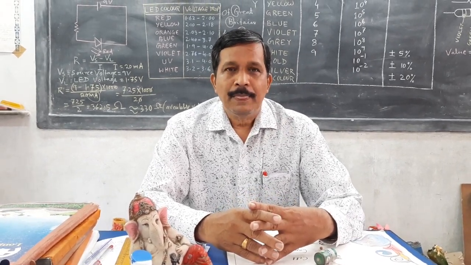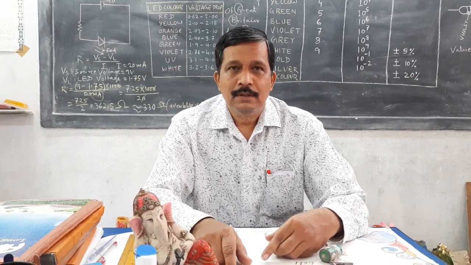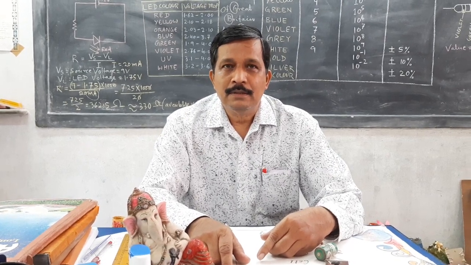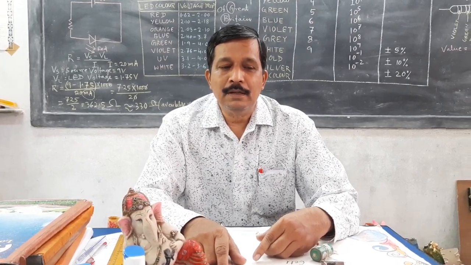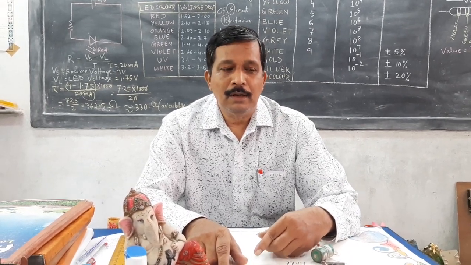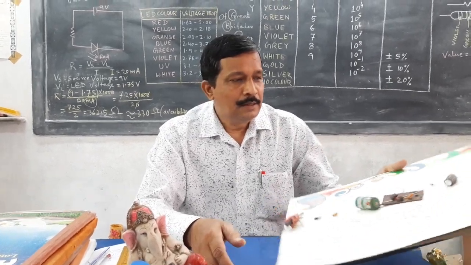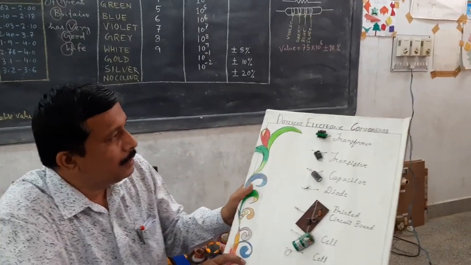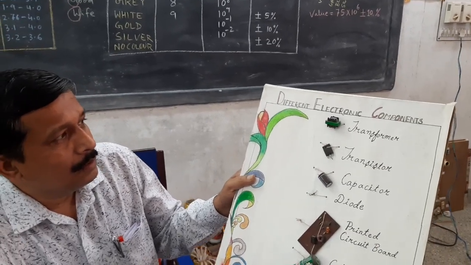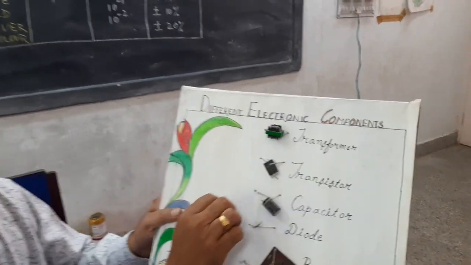सभी अच्छा रहे। Today we will start a new lesson, that is electronic components and the color resistors. तो सबसे पहले मैं बताऊंगा कि इन इलेक्ट्रॉनिक्स you will see that there are different components, electric components. First, this is a transformer.